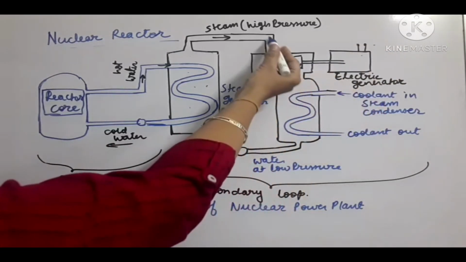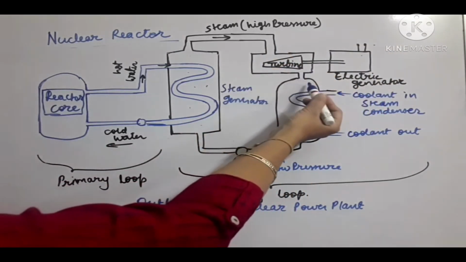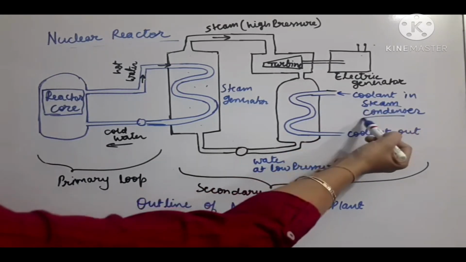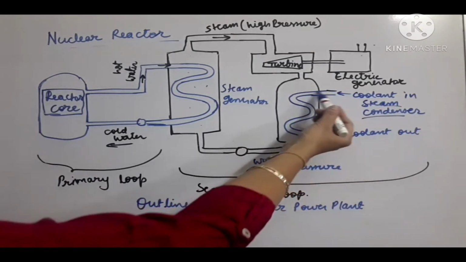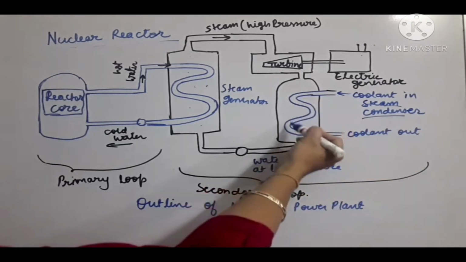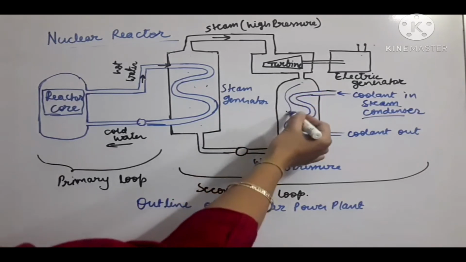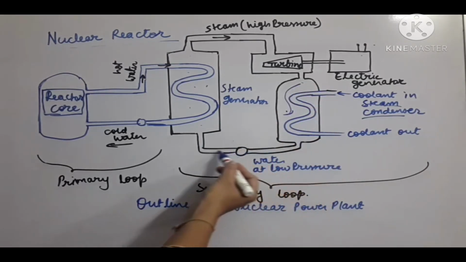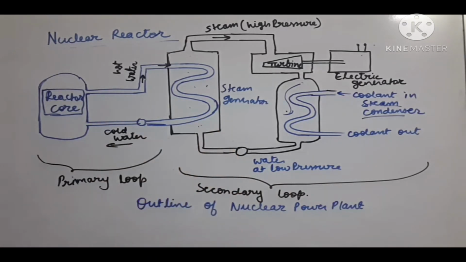After that, once the steam's purpose is done, steam comes back through this chamber. This is called the steam condenser. That means again coolant is allowed to flow in and out. Due to this coolant, the steam which is flowing gets converted to water again. So water at low pressure comes back here. So this way at different stages we are using water here. This way the working is done.